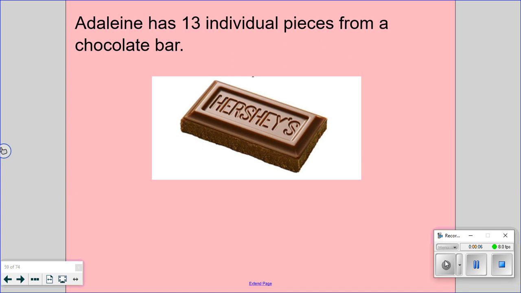Information. Adeline has 13 individual pieces from a chocolate bar. Go ahead and draw a little rectangle. It shouldn't take up very much of the paper.